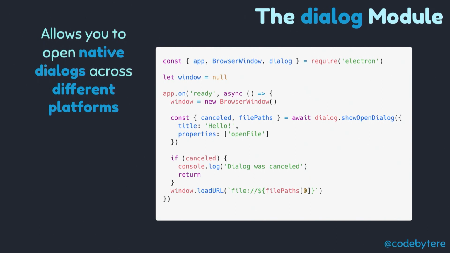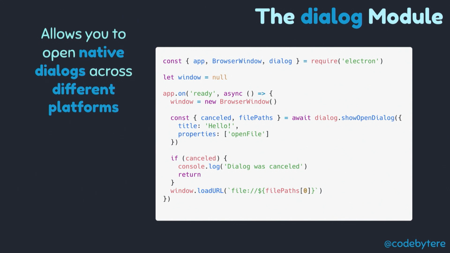For today's purposes, I've chosen the dialog module, which Electron exports in order to allow you to create native dialogues across different platforms. Here, we can see a small snippet that carries out a single self-contained task. It creates an open dialog, allowing you, as the name suggests, to choose an item from your machine to open. We've specified that we only want to allow the user to open files with the open file property.